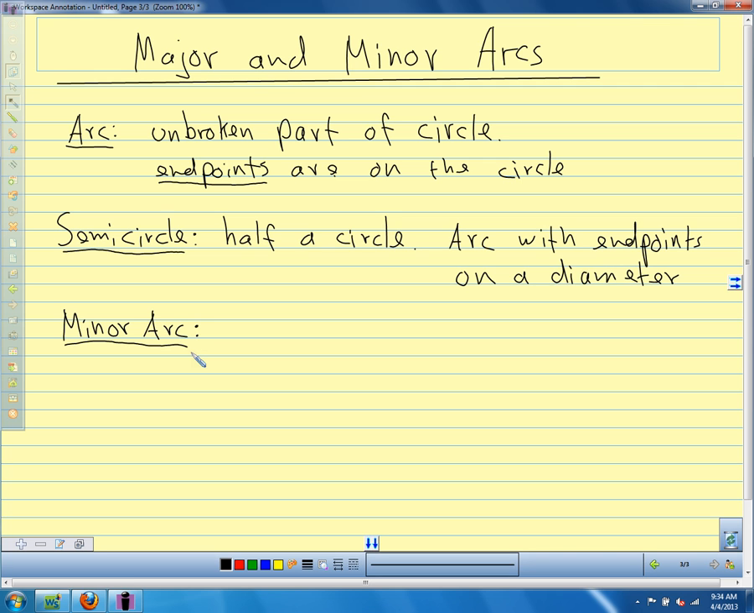So what we're talking about when we're talking about a minor arc is any arc that's smaller than half a circle. So I'm going to say shorter than a semicircle. So any arc that's smaller than half a circle is a minor arc.